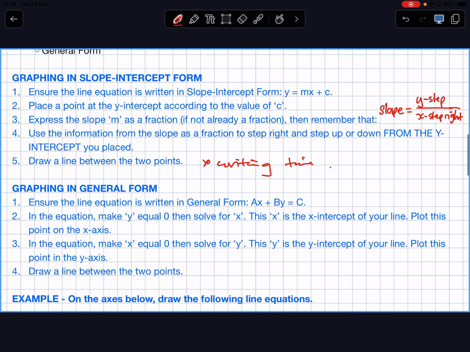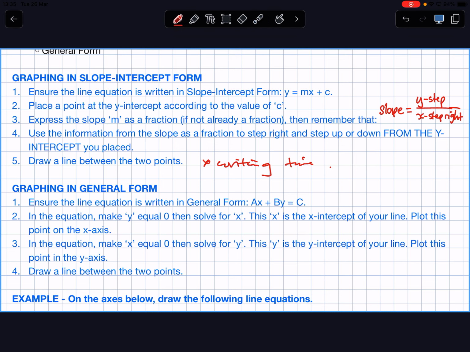I'll quickly go through graphing in general form and I'll give you writing time for that. So this is an algebra-based calculation. Graphing in general form. Ensure the line equation is written in general form, Ax plus By is equal to C. In the equation, make y equal 0, then solve for x. This x that you find is the x-intercept of your line. Place a dot on the x-axis where that is. Do the same thing again, but make x equal 0, then solve for y. That's the y-intercept of the line. Plot that on the y-axis. Now you have 2 dots. You can draw a line between the 2 points.